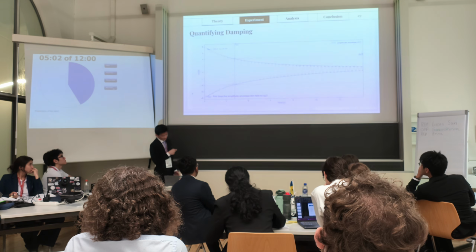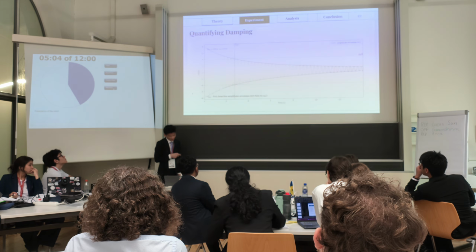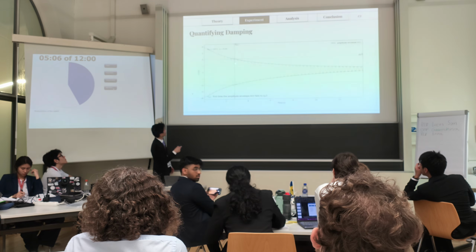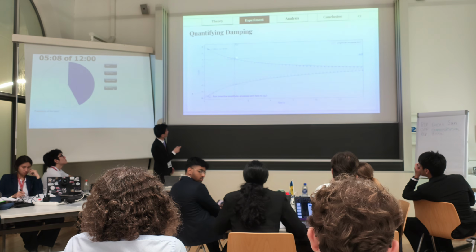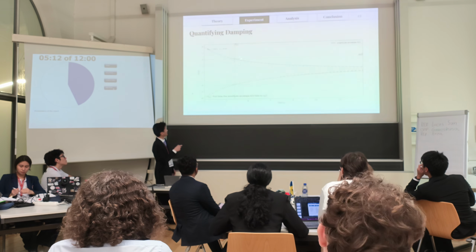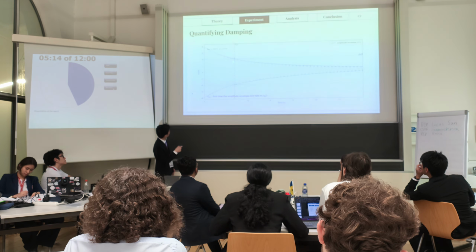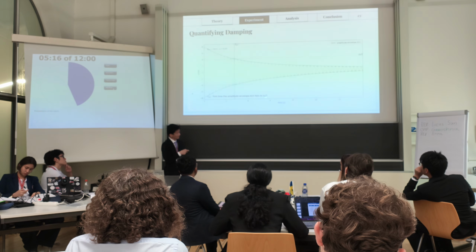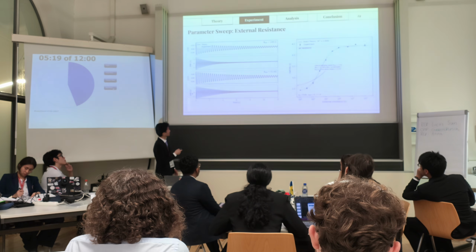Because it's not exactly an exponential curve, we have to calculate the envelope for every single data point. We do not assume it's an exponential one, and we quantify the damping as the half-life, when the amplitude decays to half the original.